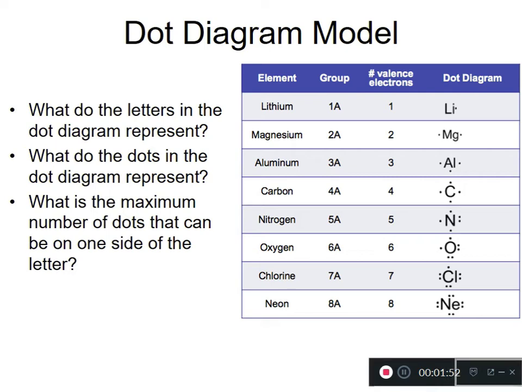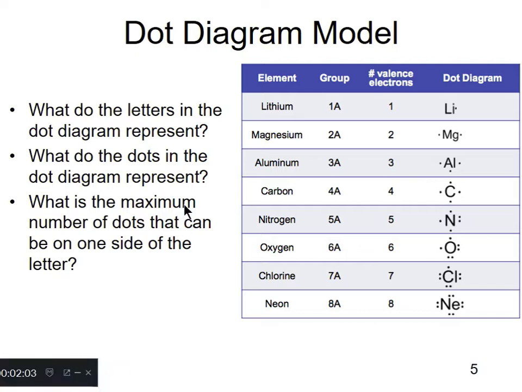So let's take a look at these. This is the dot diagram model of the atoms. So I just want you to take a look at these and try to figure out, these are the dot diagrams in this final column, and what are the letters in the dot diagram representing? And then what are the dots in this dot diagram? What are they representing? And what is the maximum number of dots that can be on one side of the letter? So one side meaning top, bottom, left, right. So you can pause the video and try to make an assessment on that.